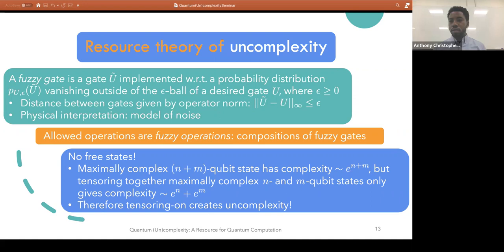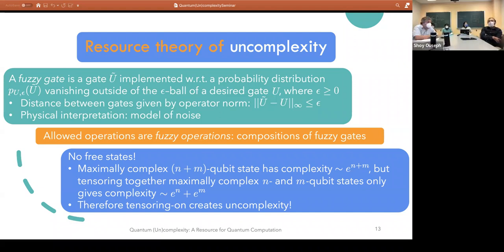Okay. Yeah, maybe the subtlety comes from the fact that once you tensor it on, it has this relative uncomplexity to the maximally complex state that you would have just by starting off with n plus m qubits. Yeah. Okay.